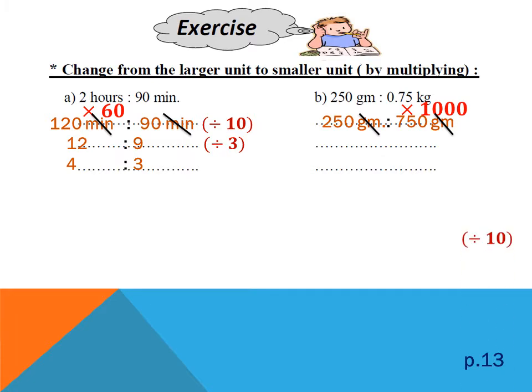250 to 750. Divide the two terms by 10 to get 25 to 75. Now we have a unit 5. Then divide the two terms by 5 or by 25. You can directly divide here by 25. 25 divided by 25 equals 1, and 75 divided by 25 equals 3. And this is the simplest form.